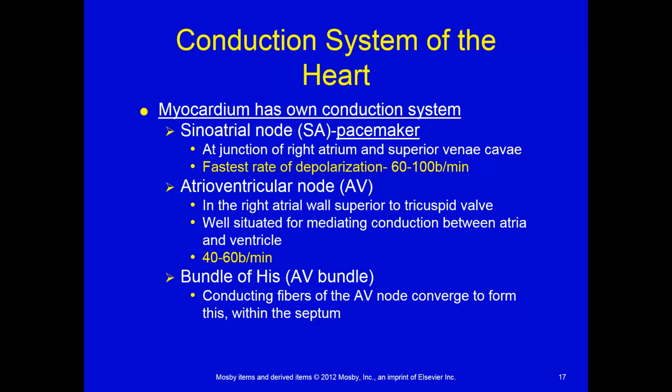Before we leave this slide, going back up to the sinoatrial node for a moment, as I mentioned, its rate of depolarization is 60 to 100 beats per minute. That's our normal heart rate. What's another term we use for a normal heart rate? Anyone know? Normal sinus rhythm. Exactly. Sinus rhythm coming from that sinoatrial node. Good. Okay, just want to make sure I drove that point home.